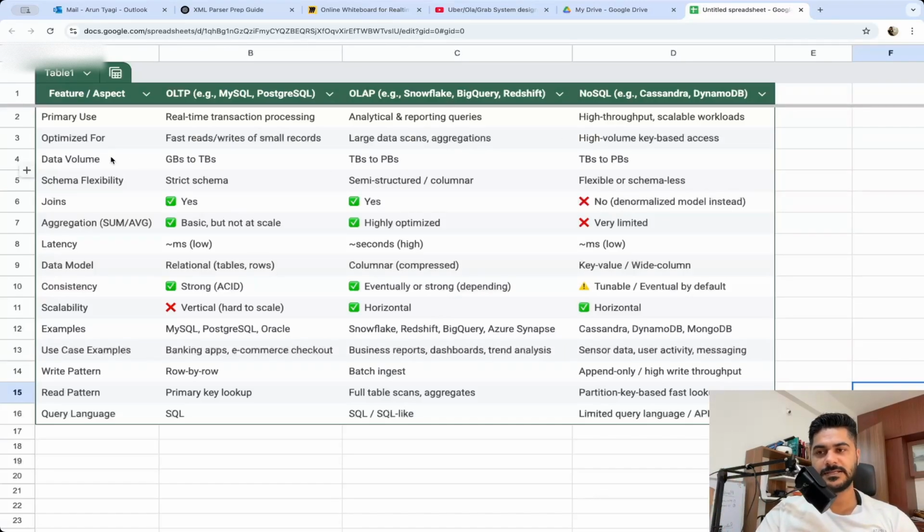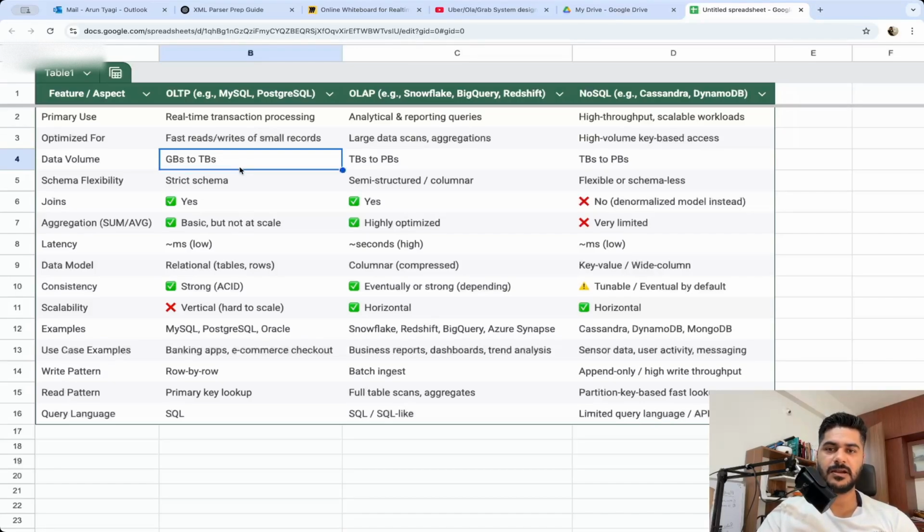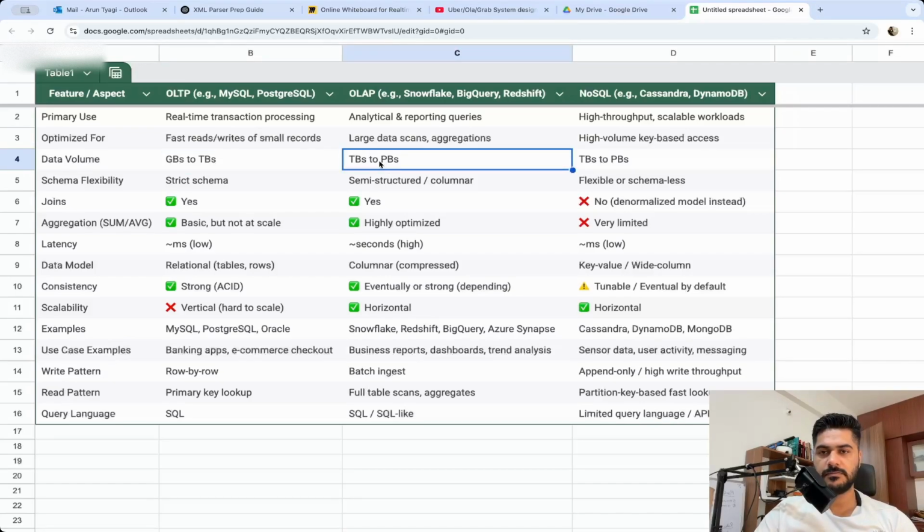Then, like I said, data volume: your transactional, your normal relational DB can go till TBs, but there also it will not perform. Beyond it, no way, right? Then both your NoSQL plus your aggregated DBs can go till petabytes easily. It's not about storing; they will perform with that kind of huge load.